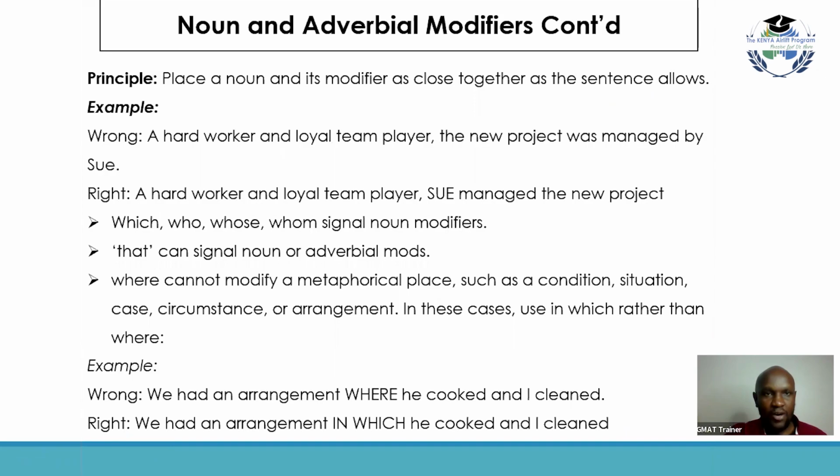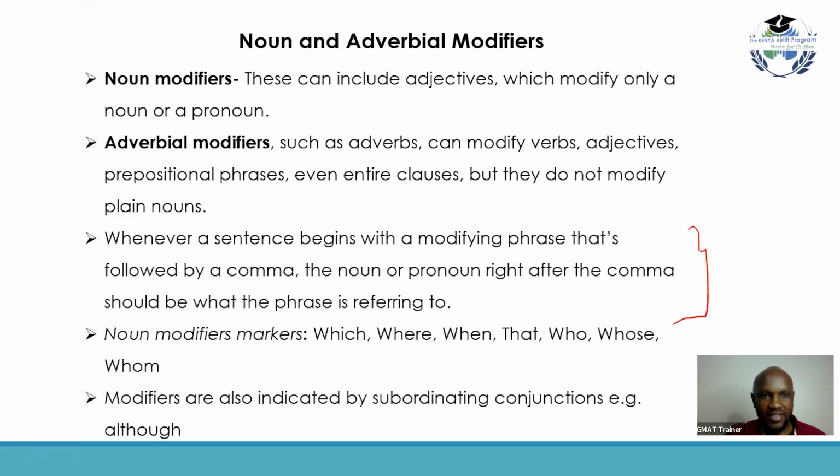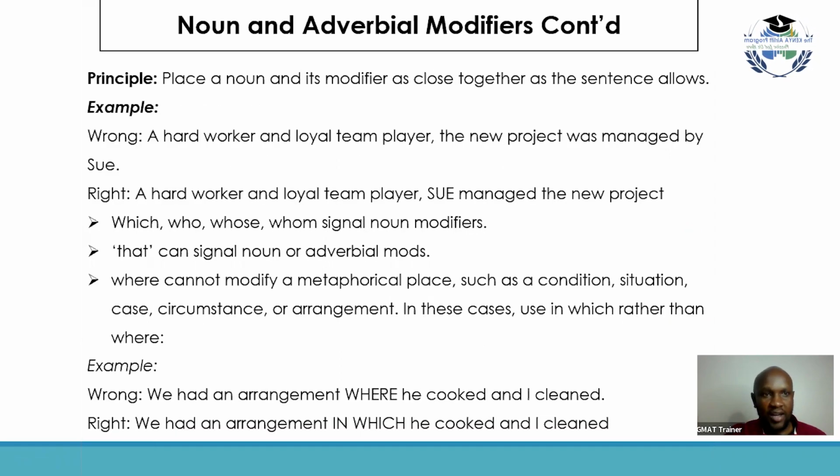So, more on noun and adverbial modifiers. The principle: place a noun and its modifier as close together as the sentence allows. This is an extension of the principle that we highlighted previously, that whenever a sentence begins with a modifying phrase that's followed by a comma, the noun or pronoun right after the comma should be what the phrase is referring to.